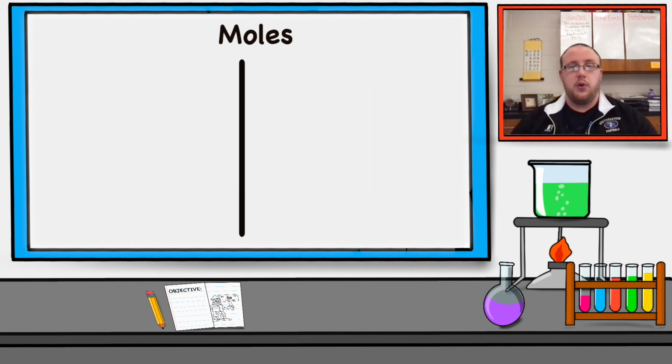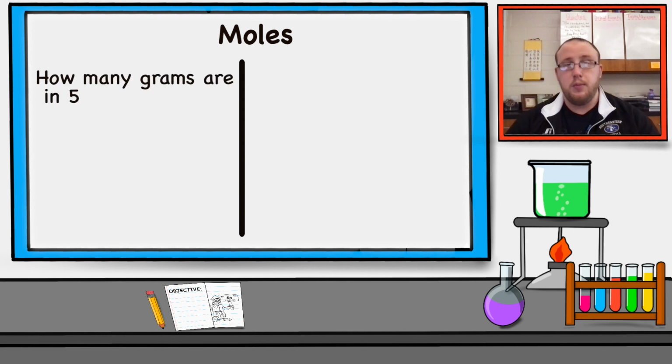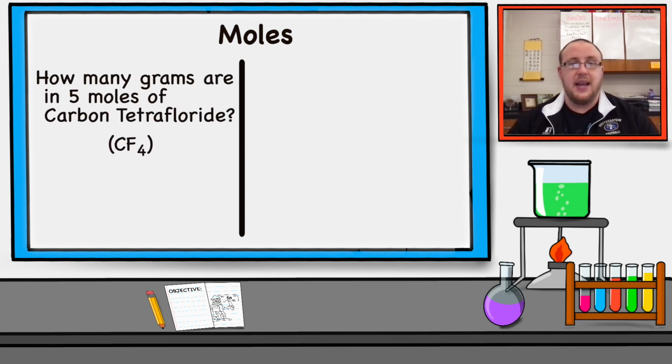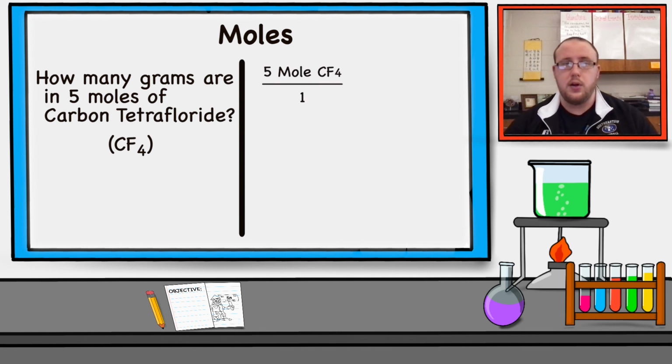Now let's work one going the other way. If I have 5 moles of carbon tetrafluoride, then how many grams of it would I have? Okay, our first step is to put what we know over 1. So we have 5 moles of CF4 over 1. The next step is to multiply by one of the relationships I stated earlier. Since I am in moles and I'm going to grams, I would use the relationship of the formula mass for CF4 over 1 mole of CF4.